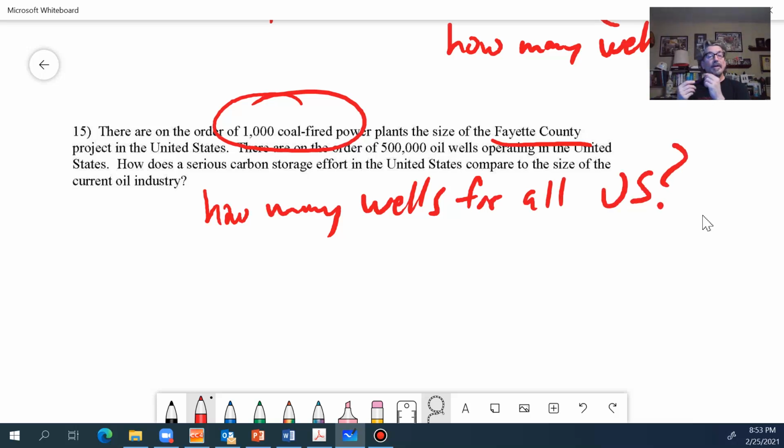And the reason to ask that question is, like I said, to determine how big of an operation, how big of a business this would be. Partly because it would tell you how much it's going to cost, and partly because it tells you how much of a job opportunity it is for petroleum engineers.